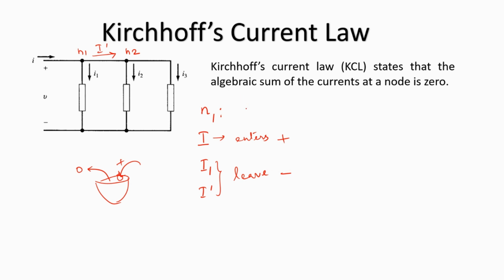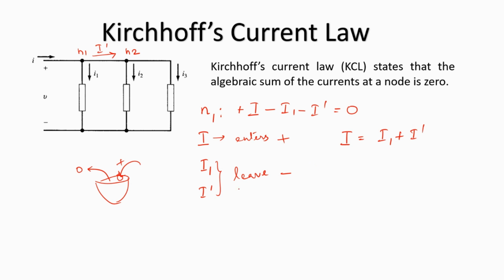So now I'm framing the KCL. At N1, I is entering, so I'll put a plus sign. I1 is leaving, so I've put a minus sign for it. And I dash is also leaving N1, so I'll put a minus sign for it. The law states that the sum of all these currents is going to be 0. So basically, it boils down to the equation that I is equal to I1 plus I dash, which is pretty intuitive.